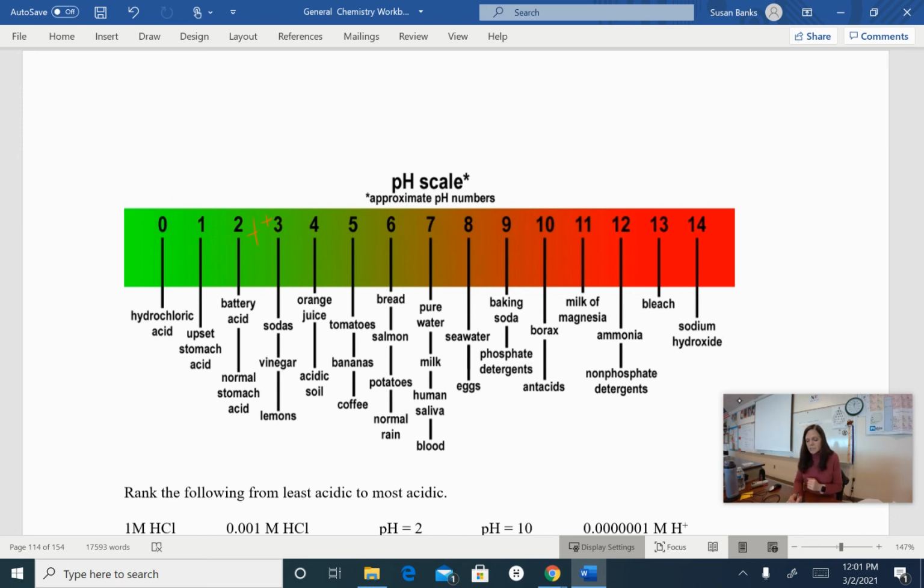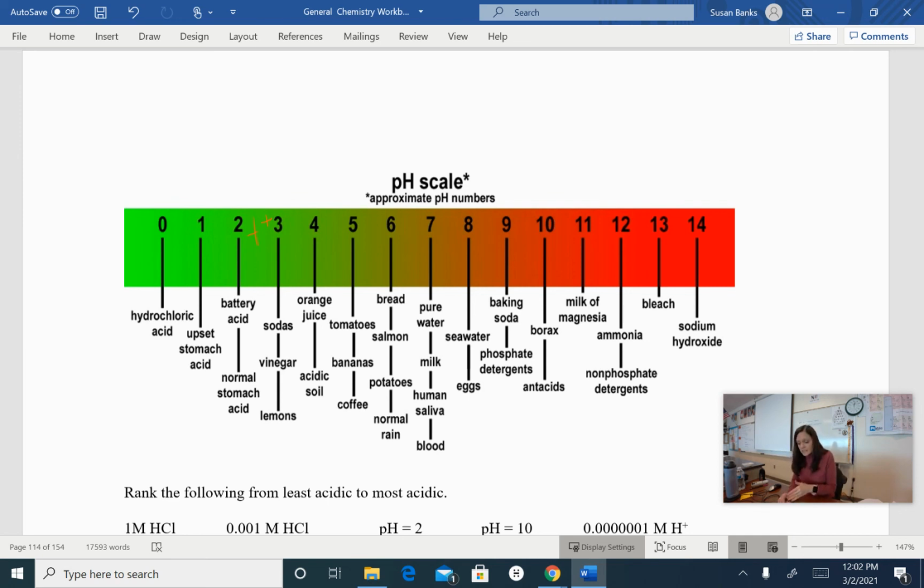Then we get things that are mildly acidic: orange juice, acidic soil, soda, vinegar. Have you ever tasted pure vinegar? It's pretty sour, right? Lemons, sour. That sour taste tells you it's acidic. Then we get into pretty strong or concentrated acids: battery acid, normal stomach acid. If you've ever thrown up and had that sour, nasty taste in your mouth afterwards, that's because your stomach acid is pretty acidic. It's pretty strong.